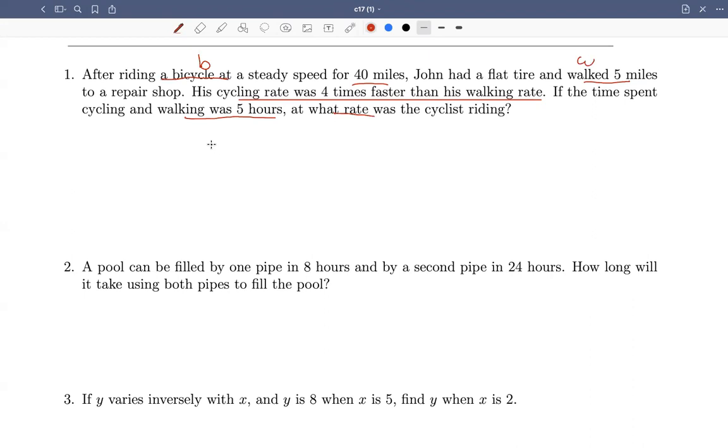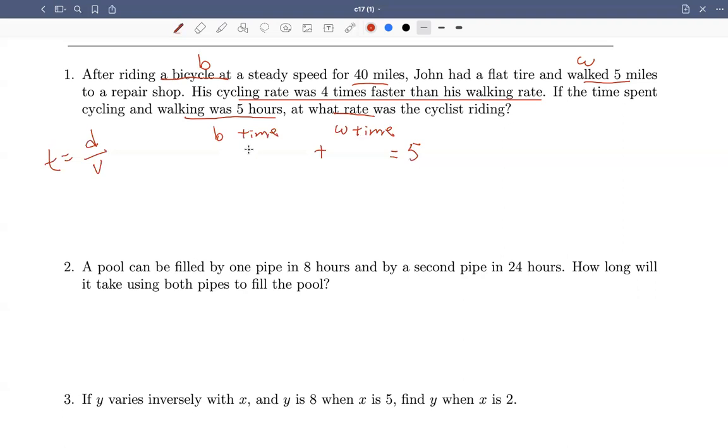Let's call the walking speed W. Okay. So if the time spent cycling and walking was 5 hours, so the total time was 5 hours. Okay, let's write down equals 5 hours. So we need to figure out the time used for bicycling and the time for walking. Add together, that's 5. So for time for bicycling, remember T equals distance divided by speed, right?